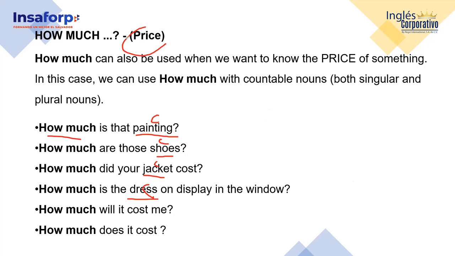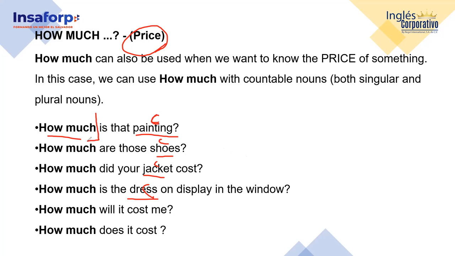Because you don't know the price. Because you want to know the price. You are not counting, you are not interested in the quantity of the products, like 2 pairs of shoes, 4 pairs of shoes, no. You want to know the price. And price, whenever you want to know it, it is with how much. So it doesn't matter if it is countable or uncountable.